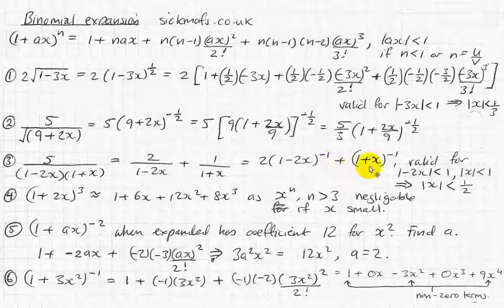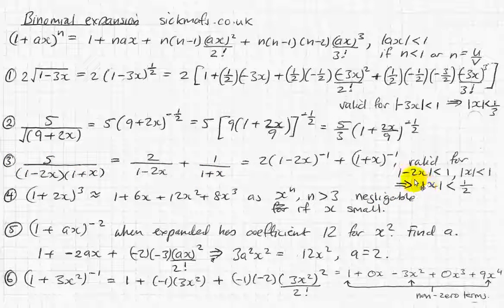Well, you've got 2 expansions going on, so this bit is valid for the modulus of minus 2x being less than 1, as it says here, and the modulus of x for this expansion, this expansion is valid for x is less than 1. But we need one expression that is valid for the whole thing, not just this one or that one, because this is a combined question. This is what it came from, one question, not 2 questions.